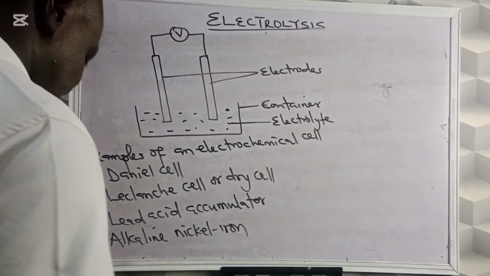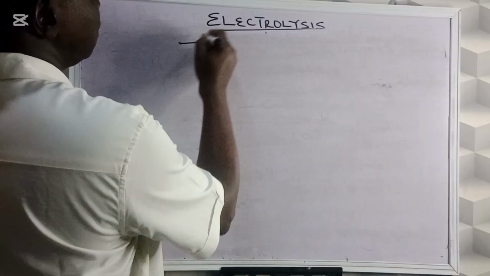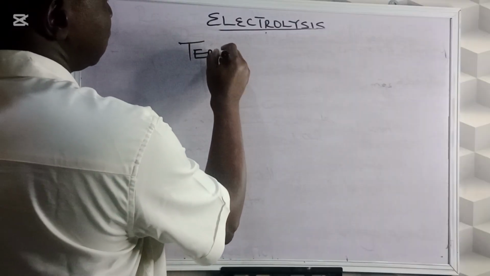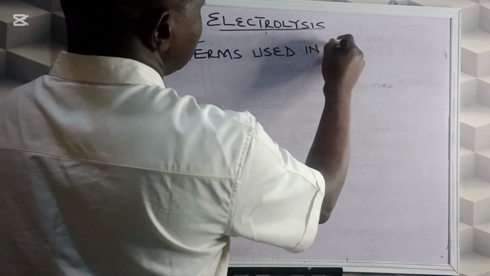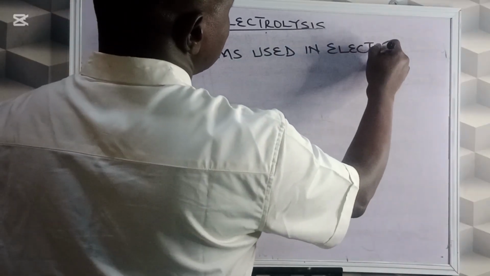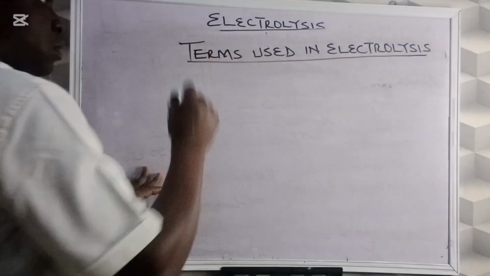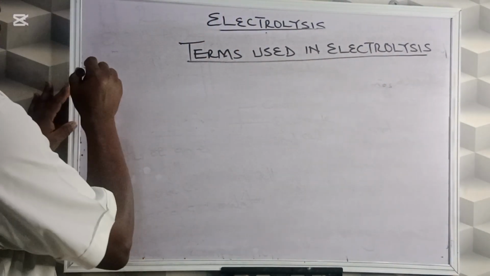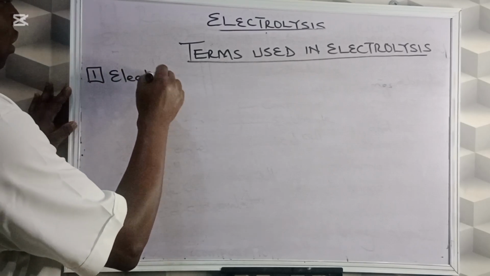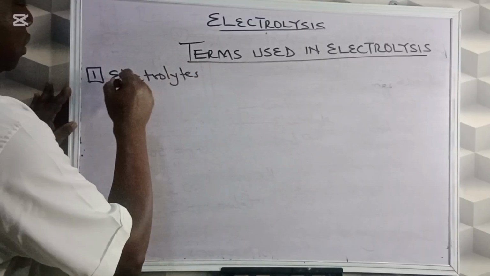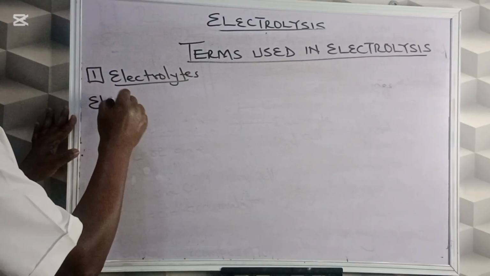We want to see electrolysis. Terms used in electrolysis. What are the terms used in electrolysis? We have one: we talk of electrolytes. Definition of electrolytes.